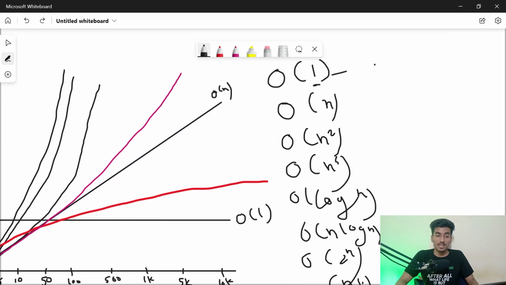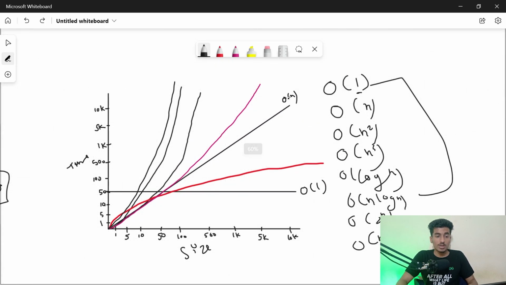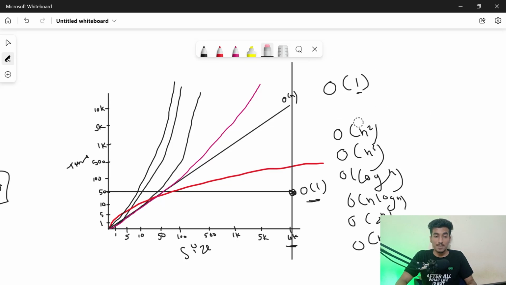So how can we compare these time complexities by using this graph? First of all, we have to check for worst cases. That means when our input value is much greater. Suppose when the size is equal to 10,000, then we have to check. What is the best time complexity that you can see here, which is taking minimum time? The minimum time that you can see here is O of 1. So here O of 1 is the best time complexity.